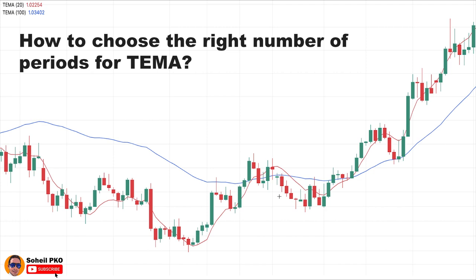Choosing the right number of periods for moving averages depends on what kind of trader you are, and also depending on the trading strategy, a specific length of moving average may be used. Generally, short-term traders use shorter moving averages for identifying changes in trends and finding trade entries. Short-term traders usually use moving averages with length of 5 to 10.